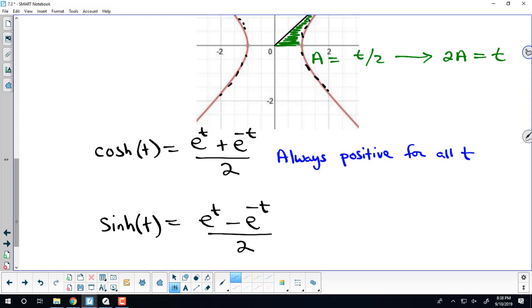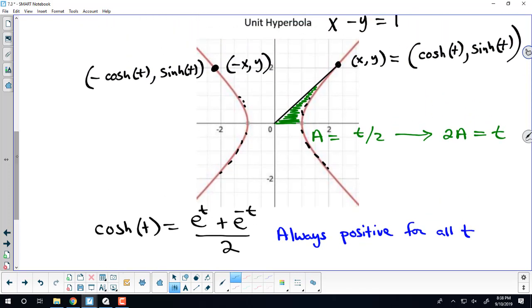So I think that's worth mentioning as well. And notice the further and further we get out in that first quadrant, as far as the point x, y, eventually our unit hyperbola follows this asymptote. Like this, and like this.